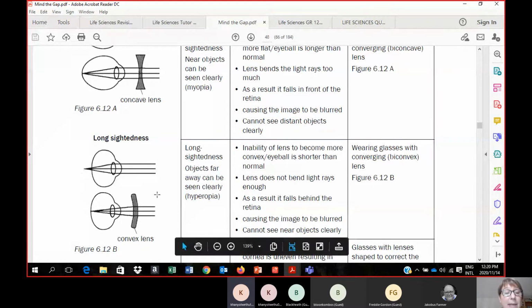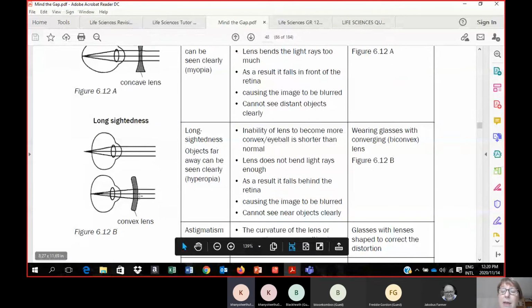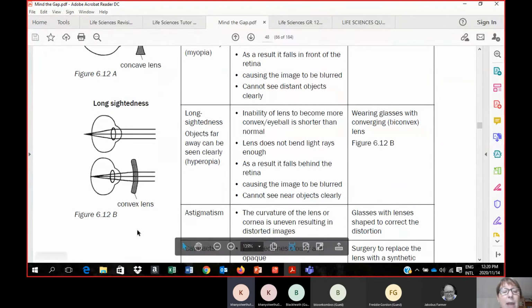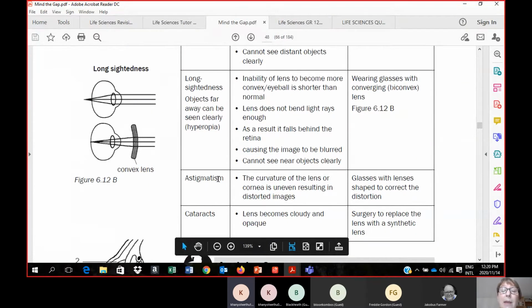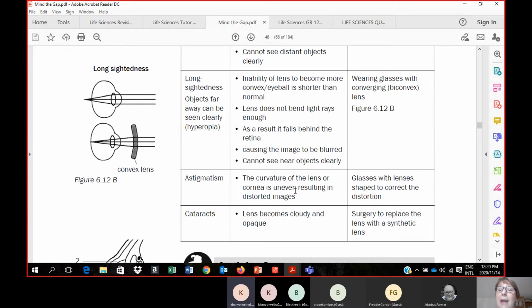Again, because of this amazing technology, this can be rectified by wearing lenses that are convex, so that the light rays are refracted correctly. And then you get, there isn't a picture of this. Oh, here it is, astigmatism. So this is uneven curvature of the lens or cornea. And again, this can be rectified by wearing glasses with lenses that are shaped correctly.